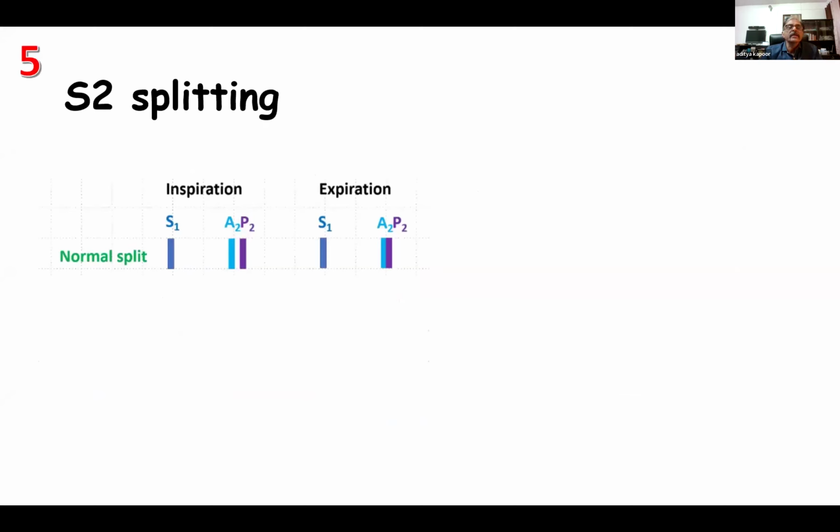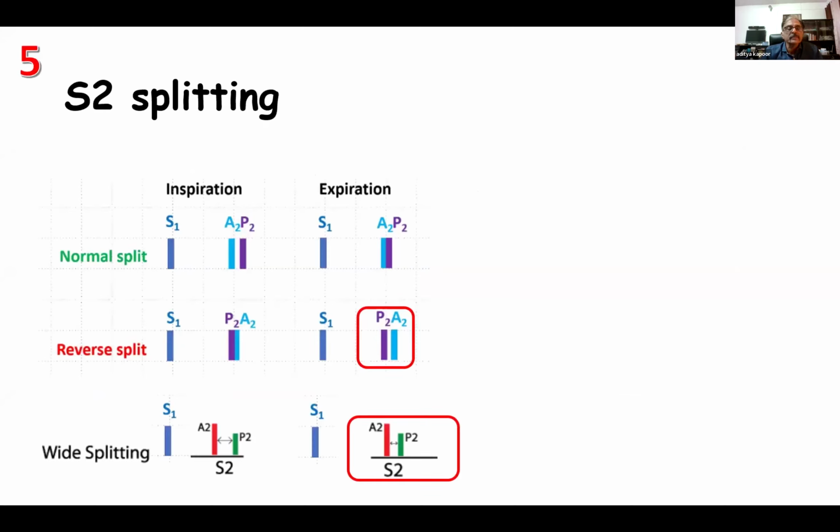So S2 splitting, this is the normal split. Reverse split, which happens in severe AS. I just brought in this figure as well, wide split. So if you see, in reverse split also there is expiratory splitting, in wide split also there is expiratory splitting. So what is the difference? Sometimes candidates get confused. The main clincher is the A2P2 interval during inspiration. If you look at reverse split, the A2P2 interval has closed. In wide split, it is still there. So that is the main clincher.